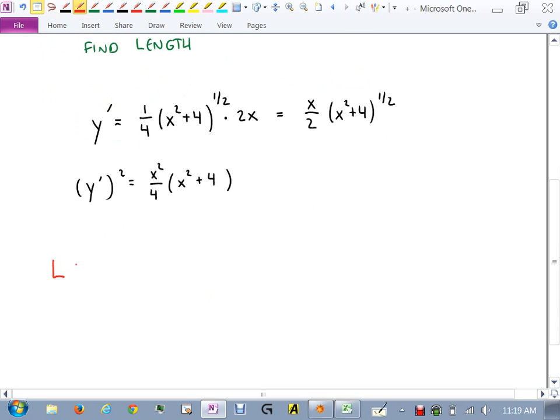The length will be the integral from 0 to 3. They gave us that, right? 0 to 3. Square root of 1 plus x squared over 4 times x squared plus 4 dx. Now what? Distribute? You want to distribute this through? Okay.